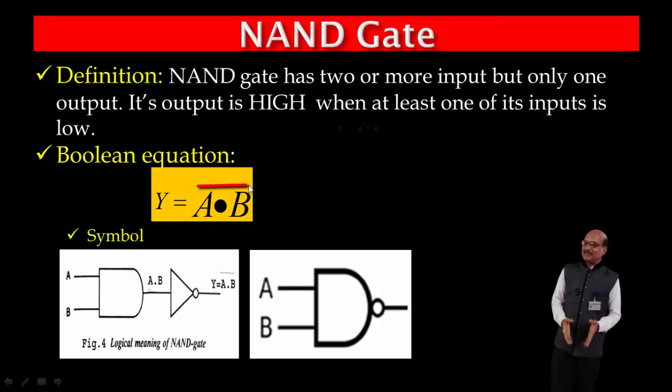Now the complement, that is the opposite state, is possible by using a NOT gate. So here we get the output A dot B, that is A and B, and the opposite of this, the complement, is possible by using this NOT gate. So if we connect an AND gate and a NOT gate in this fashion, the result is a NAND gate.